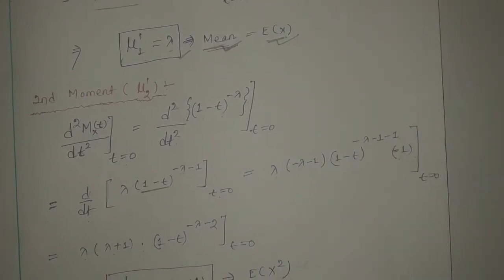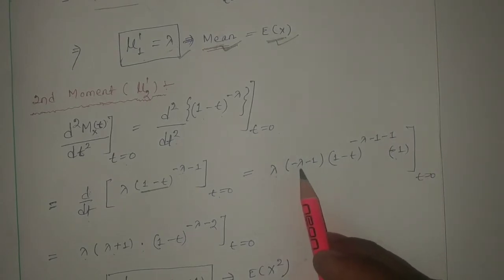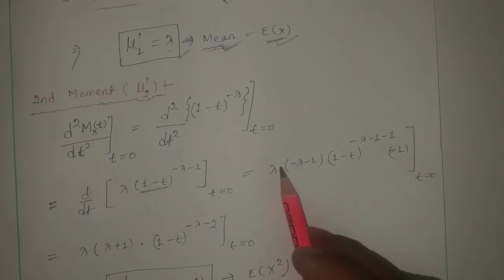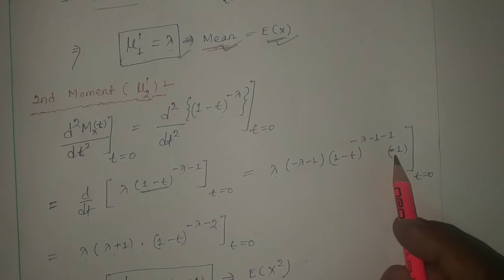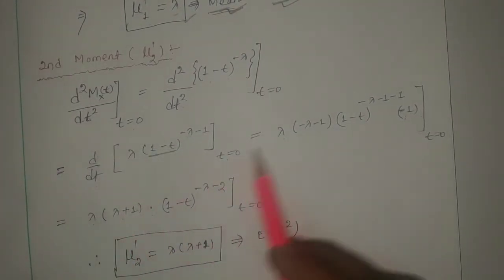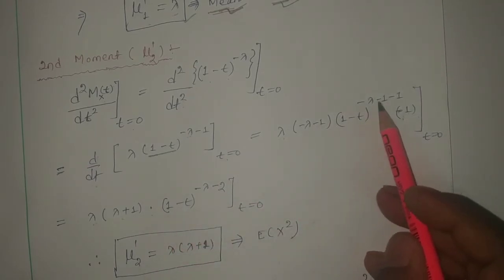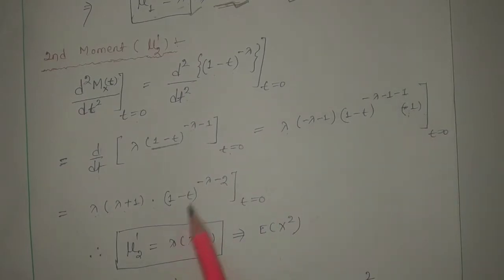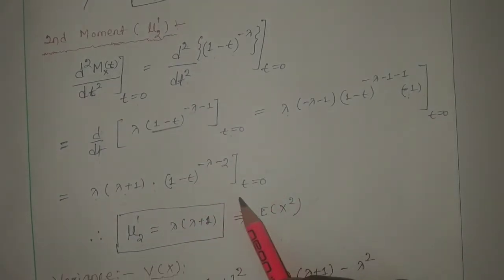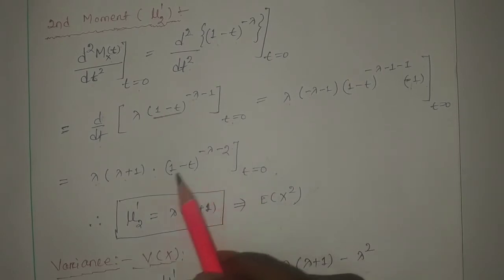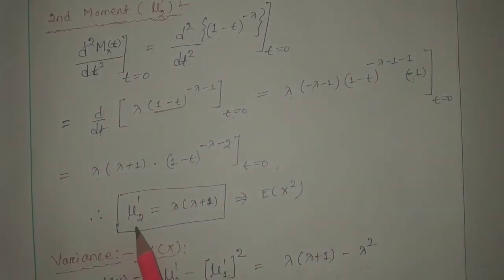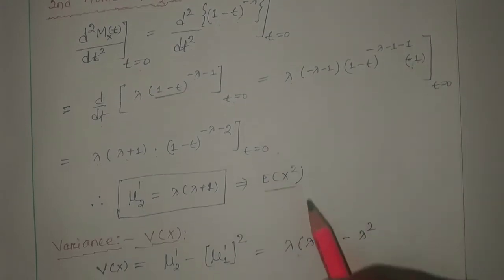So here you can see that if I take minus common from this, I will get lambda minus 1, but the minus will come outside. Minus 1 here, minus 1 here, it will be plus, and we are going to get lambda (lambda plus 1) into (1 minus t) to the power minus lambda minus 2. Then at t equal to 0, 1 to the power something will be 1. So here mu 2 dash, our second moment about the origin, we found lambda into (lambda plus 1), that is also represented as expectation of x square.